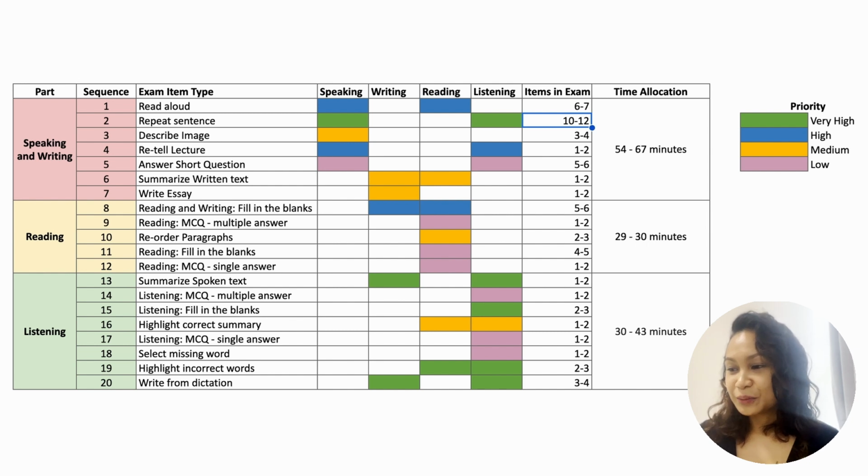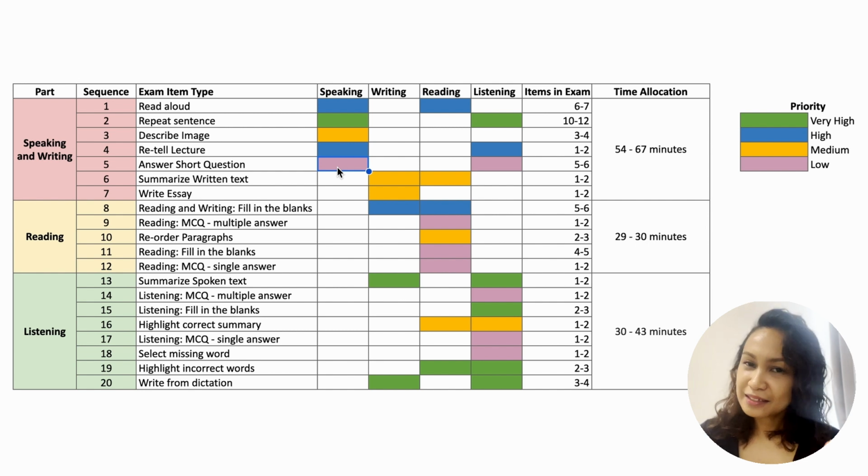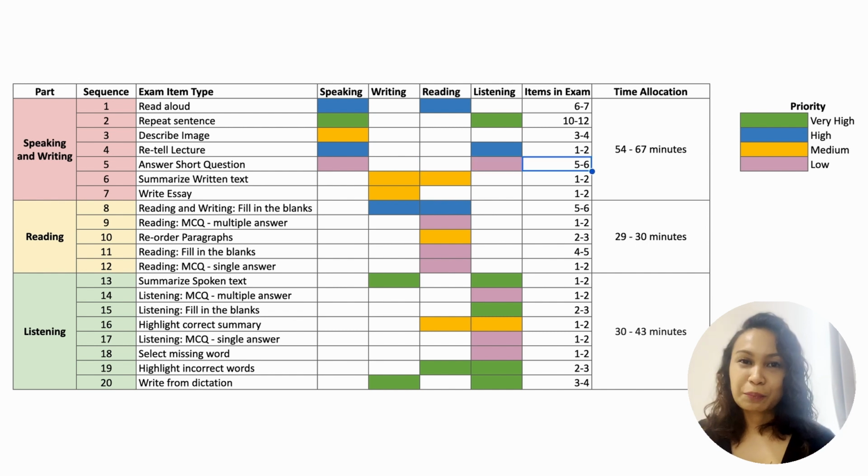Okay, so yeah, I was using this based on which ones I should be practicing more and which ones I don't really have to care about. Like, let's say the pink ones, oh no, sorry, the light magenta ones, like answer short question. It still contributes to speaking, and it also contributes to listening. But there's going to be 5 to 6, but probably if you get this right, it's probably just a 1-pointer. So that's why it's on the low spectrum.